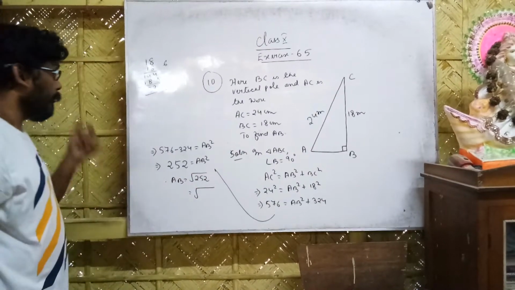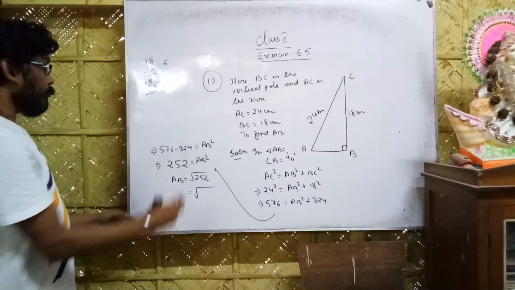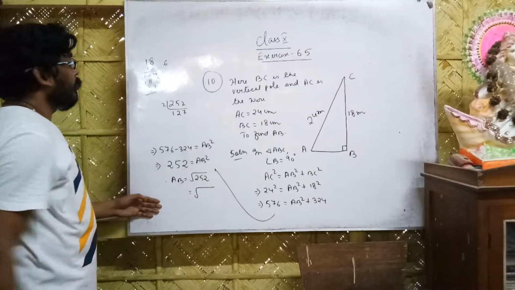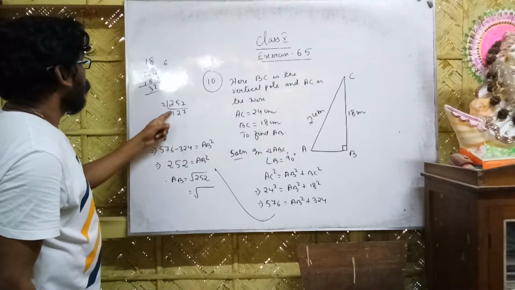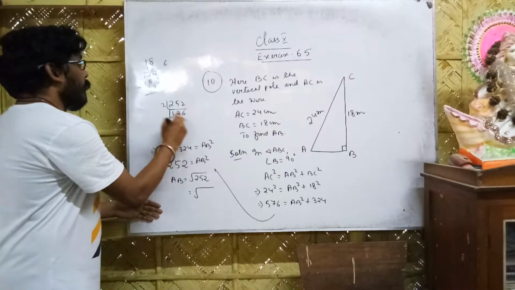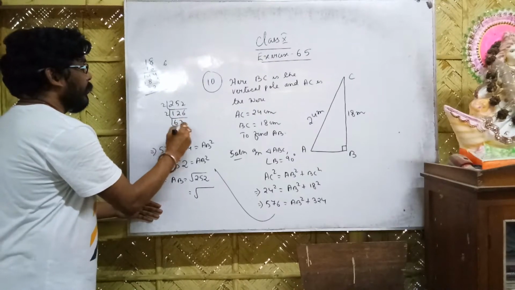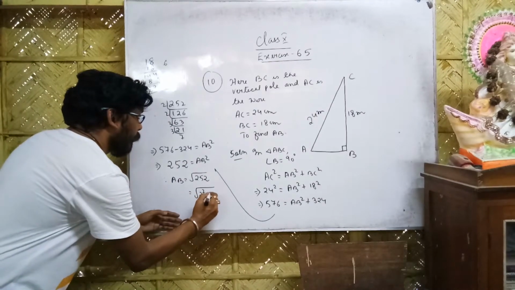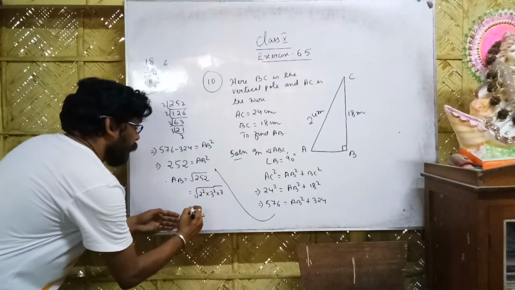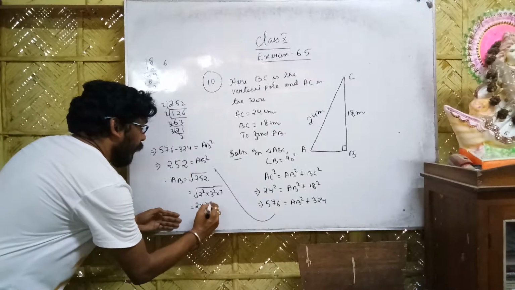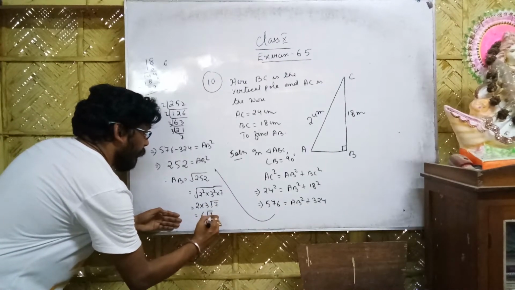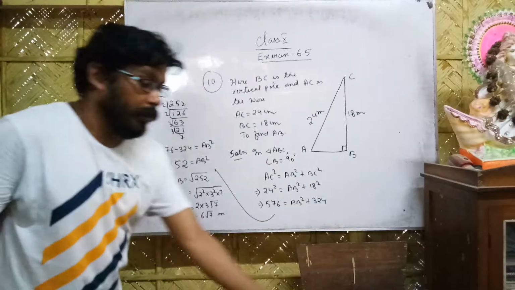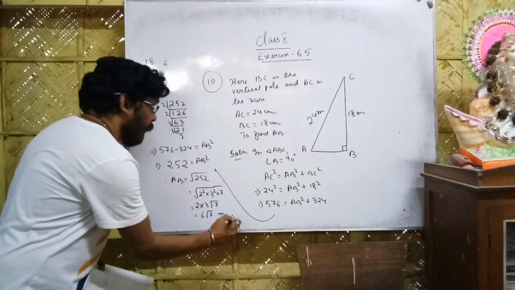Find out the factors of 252. So 252 factors is what? 2 into 126, 2 into 63, 3 into 21, 3 into 7. So what you got here? 2 square into 3 square into 7. Square will come outside. 2 into 3 and root 7. So it is 6 root 7 meter, not centimeter, meter. So this is the end of question number 10.